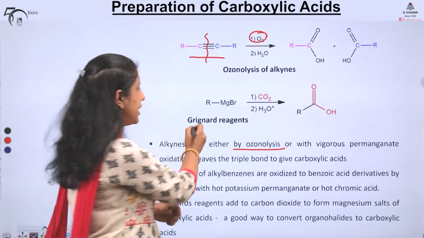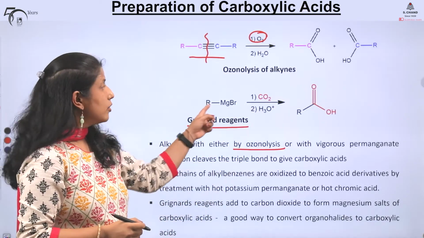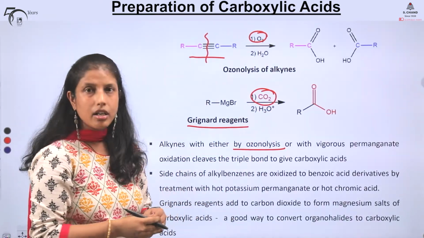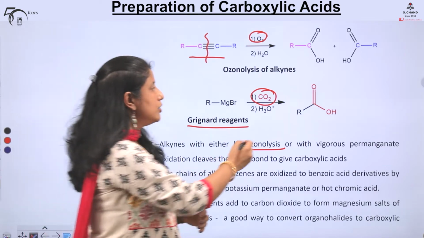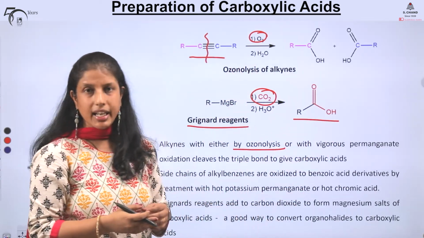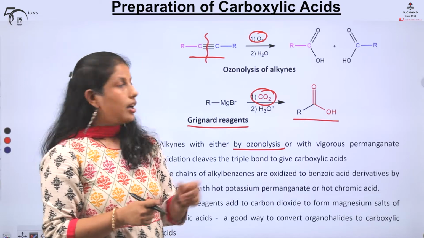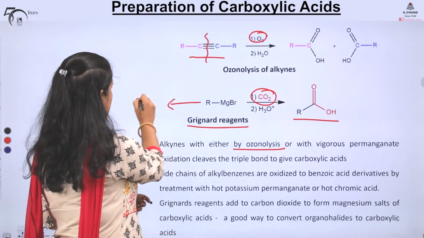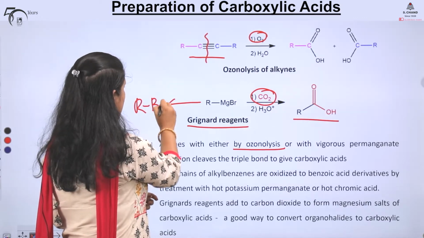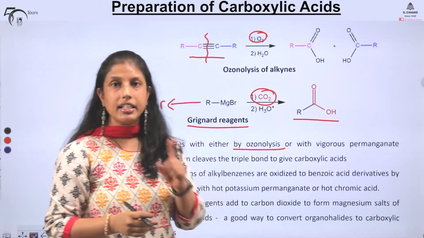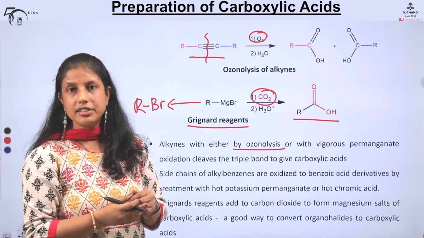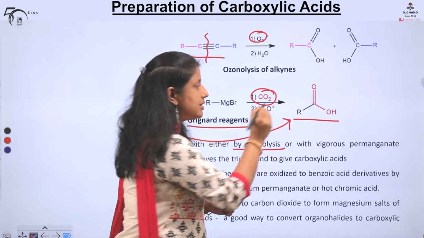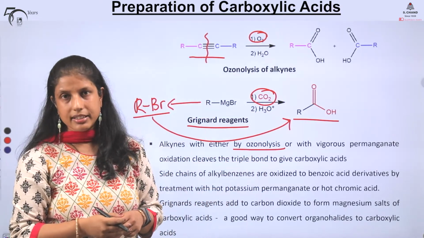Finally, Grignard's reagents are organomagnesium halides. These add to carbon dioxide followed by hydrolysis to give us the carboxylic acids. These Grignard's reagents, how do we get them? Yes, these in turn are going to come from our alkyl halides. And so, this method serves as an excellent way to convert our alkyl halides into carboxylic acids.